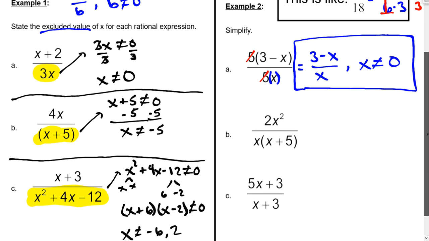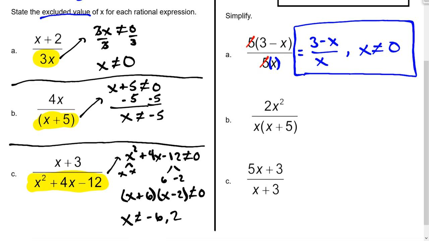So now let's take a look at the second one that we've got here. So we have 2x squared over x times x plus 5.